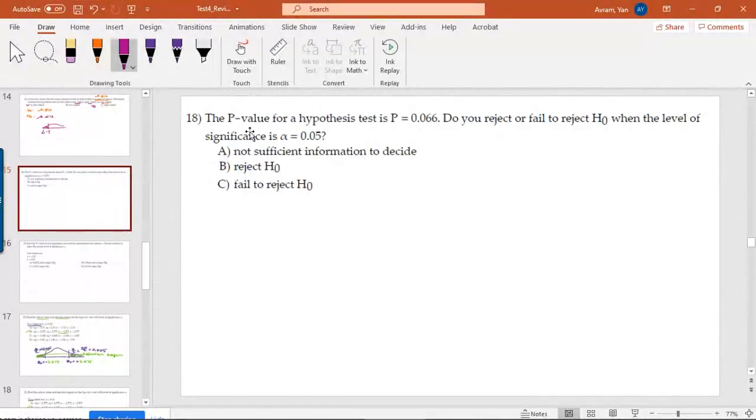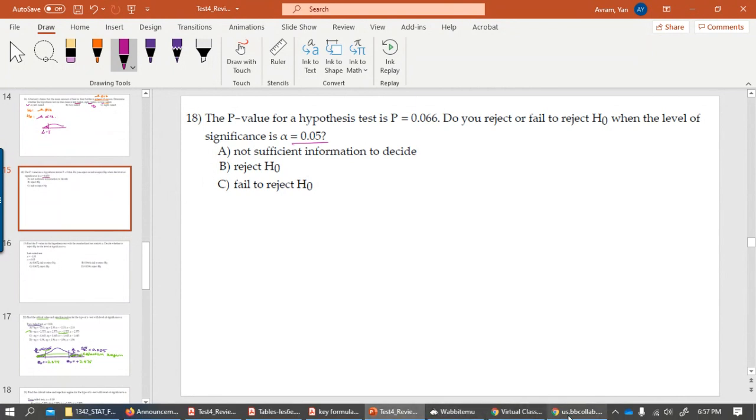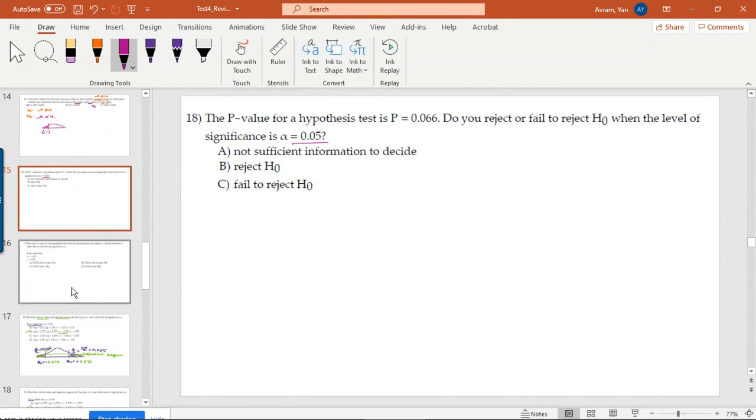All right, so number 8. The p-value for the hypothesis test is 0.066. Do you reject or fail to reject the null hypothesis when the significance level alpha is 0.05? Okay, it's kind of hard to explain if you haven't studied this one.